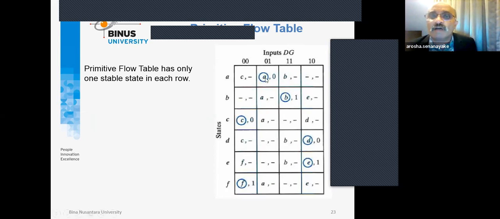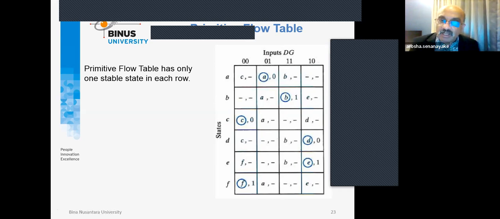The only thing is that once you fill in the flow table, you can see that in this case, in the first row, what we have as a stable state is only one. Each row has one stable state: B, C, and D, in this case, E and F. So here is a primitive flow table, where we have only one stable state per row.